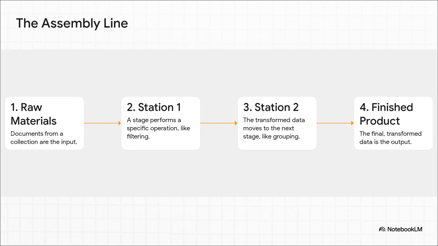Okay, to really get this, the assembly line analogy is perfect. Just imagine it. You start with your raw materials. That's just all the documents in your collection. They get put on the conveyor belt. The first station does one thing to them. Maybe it filters out the bad ones. Then what's left moves to the next station, which does something else, like grouping them by color, and so on down the line. By the time it comes out the other end, you don't have raw materials anymore. You have a finished product. You have the exact transformed data you needed.